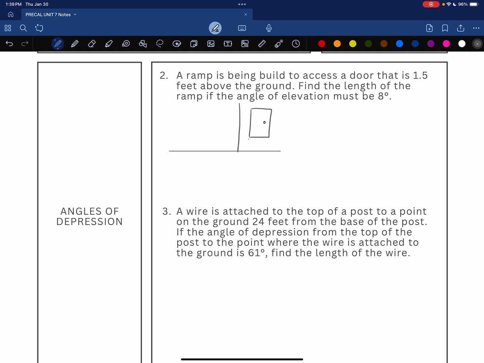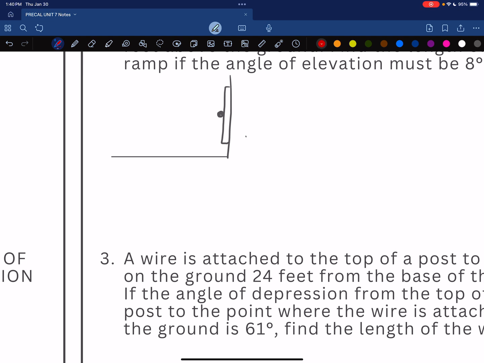Actually, let me do it sideways so you can see it better. It's going to be hard to visualize. Okay, so there's the door. The door is right here, and notice it's not flush with the ground. It's a little bit above that. So what we need to do here is make a note that this right here, this height from here to here, is 1.5. It's a height of 1.5 feet.